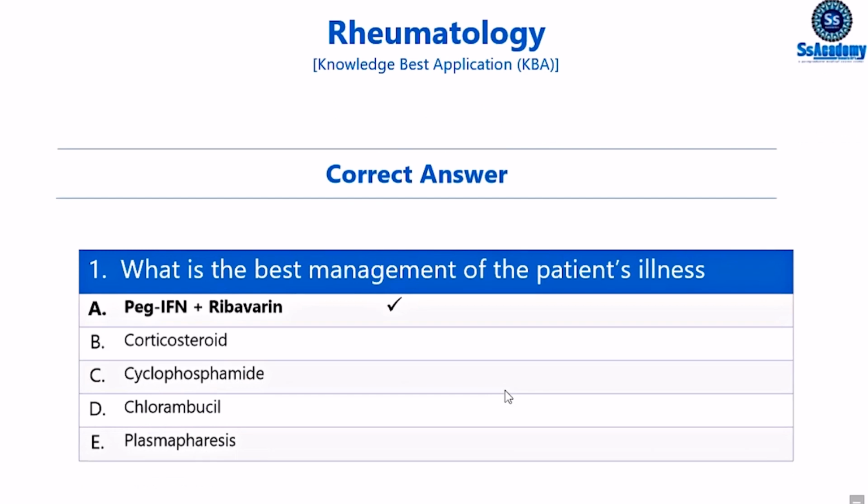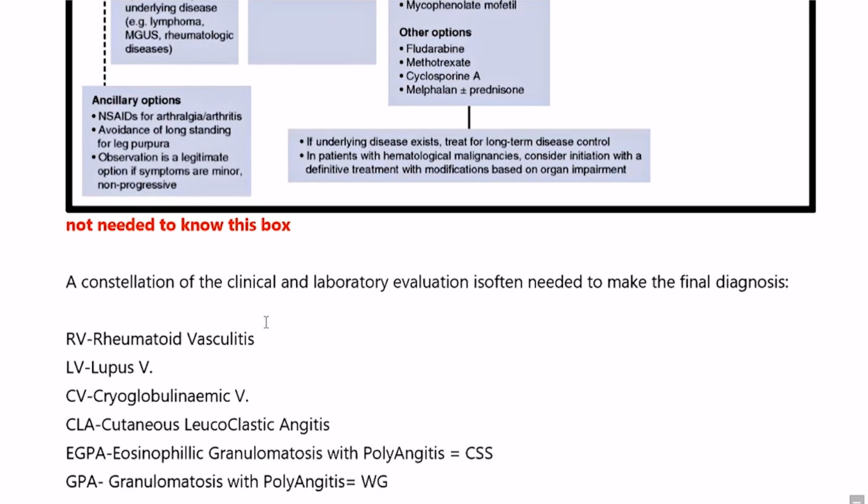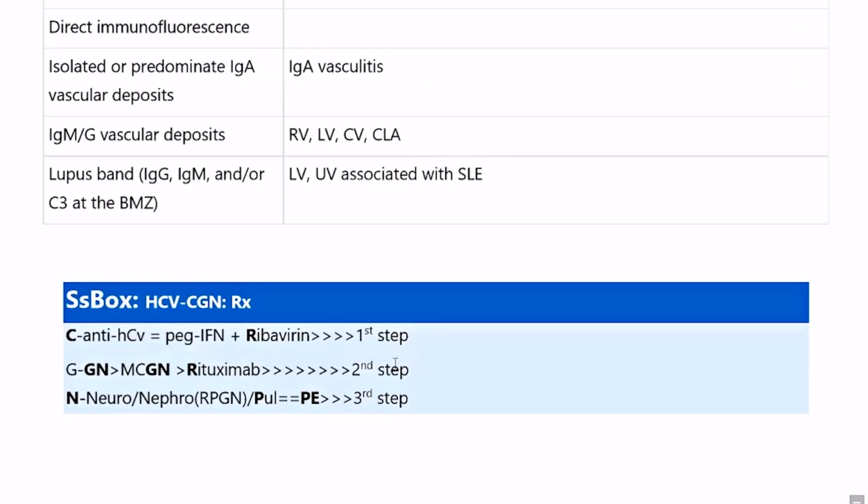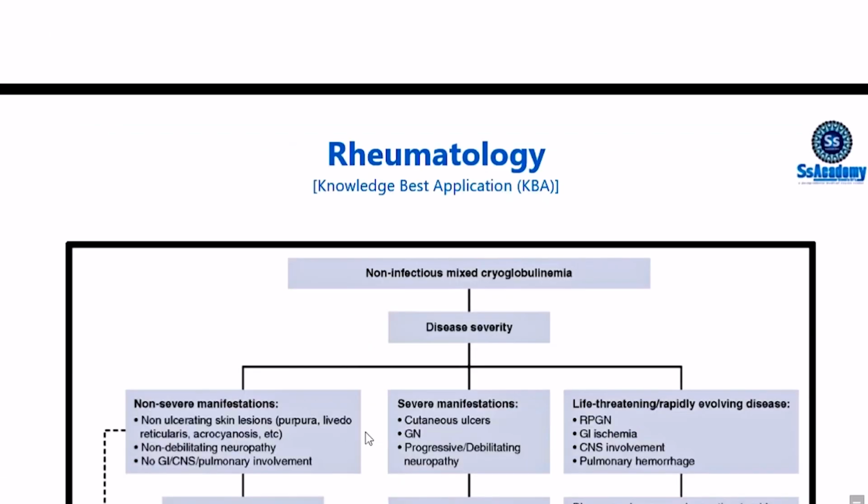Next, now the correct answer. What is the best management of the patient's illness? Yes, PEG interferon and ribavirin is the best treatment for this patient's illness first, and then if needed, you can go for immunosuppressive treatment. So the box of treatment: in the first line ribavirin, second line rituximab, and third line, once again, plasma exchange. The treatment and indications are given here.